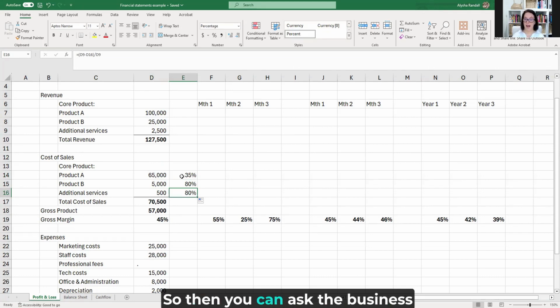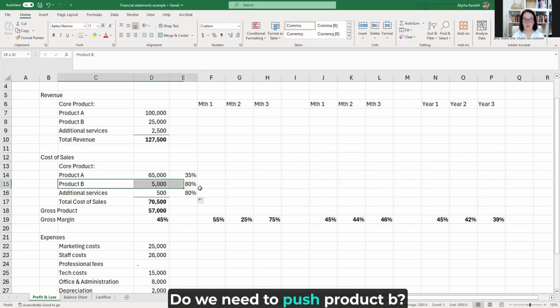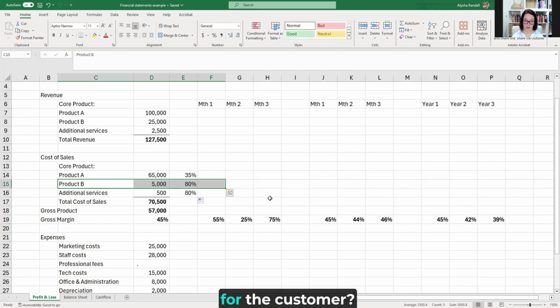So then you can ask the business and work with the business, do we need to push product B? Is product B a better offering for the customer? And it's certainly a better offering as far as the business is concerned because it's got much higher margins. I mean, obviously this is quite extreme. It's probably not usually this extreme, but it is a way of looking at all of your different product offerings, or service offerings, and deciding which one makes you more money and which ones you should push.